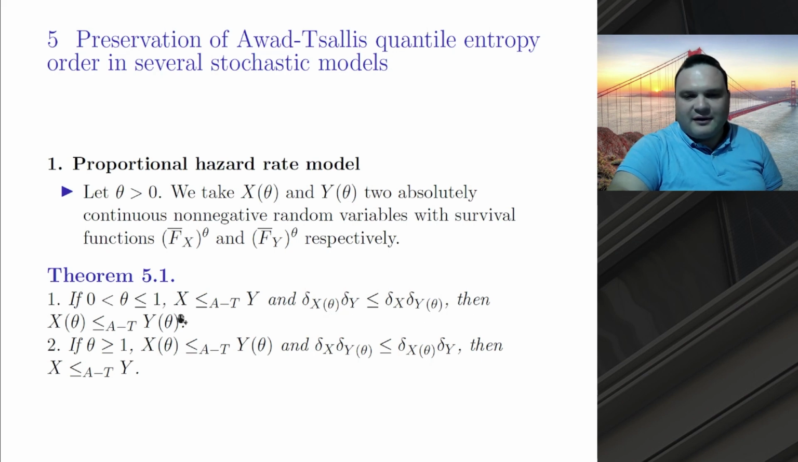Then if x is smaller than y in Awad-Tsallis Quantile Entropy order, then x of theta is smaller than y of theta in Awad-Tsallis Quantile Entropy order. And in another case, theta being greater than 1, if x of theta is smaller than y of theta in Awad-Tsallis Quantile Entropy order, then x is smaller than y in Awad-Tsallis Quantile Entropy order. Of course, again, we have some conditions for the supremums.